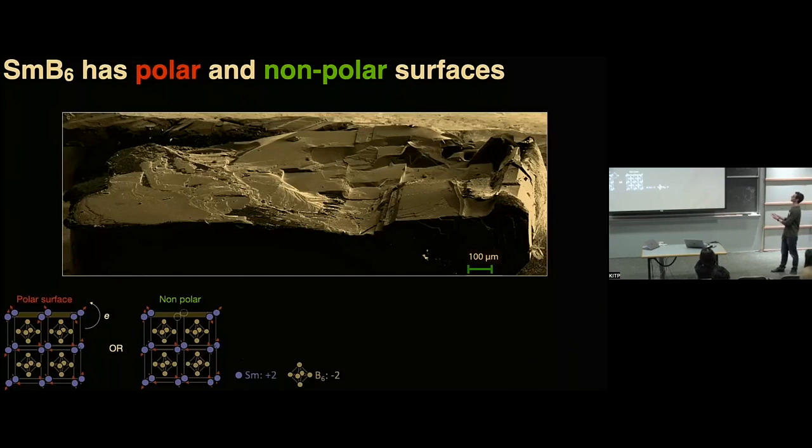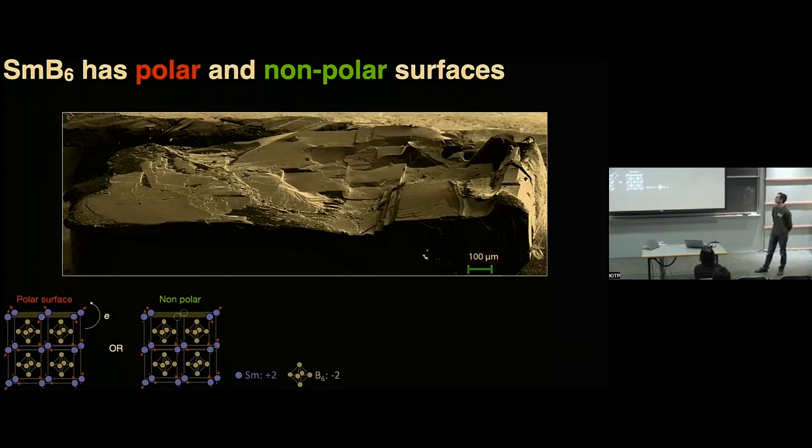This is an SEM image. And not only are they difficult to cleave, but when you do cleave them, there's also polar and non-polar ways in which you can terminate the surface. Actually, the most basic way that you would cut this crystal in half leaves an excess charge on the surface that draws electrons from the bulk, and it affects the electronic structure on this surface.